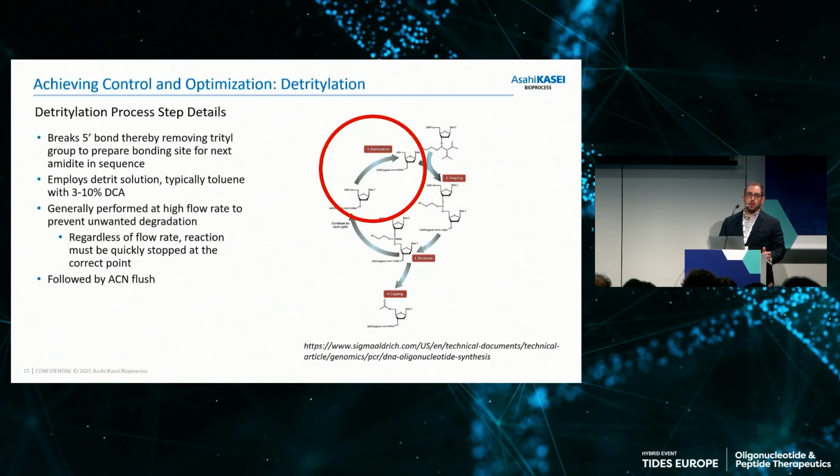All right, so now that we've looked at the solid support, the column, and our starting materials, we're going to get into the process now. And this is where we need our automated equipment to perform these steps. So we've got detritylation first. This is where we're breaking the 5' bond and preparing for the next base to be added.